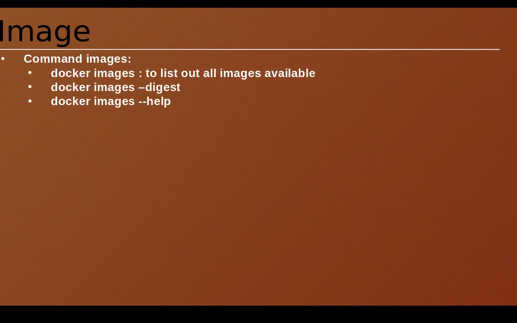Then we have images. Images have some commands like Docker images. It will list out all the available images in a machine. Docker images digest, which is good for getting the details about what is the unique digest MD5 code for that particular image. You can verify or authenticate the source of that particular image. Docker help is there where you can get more image related commands help.